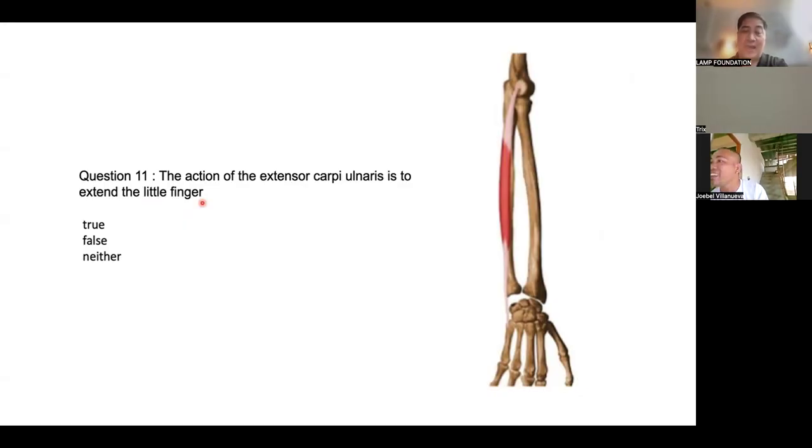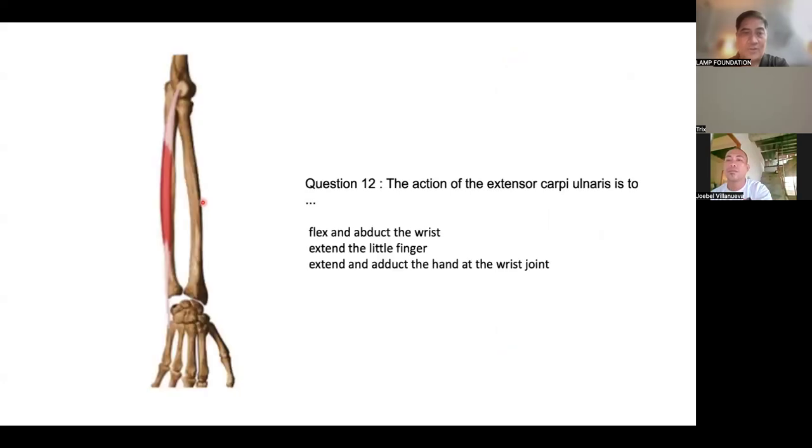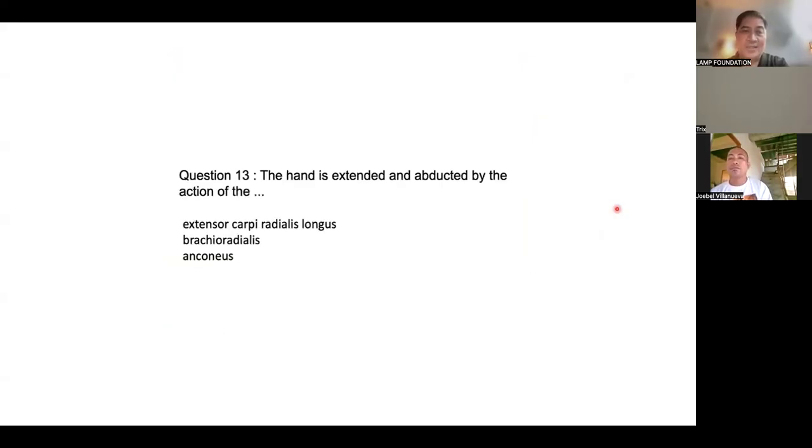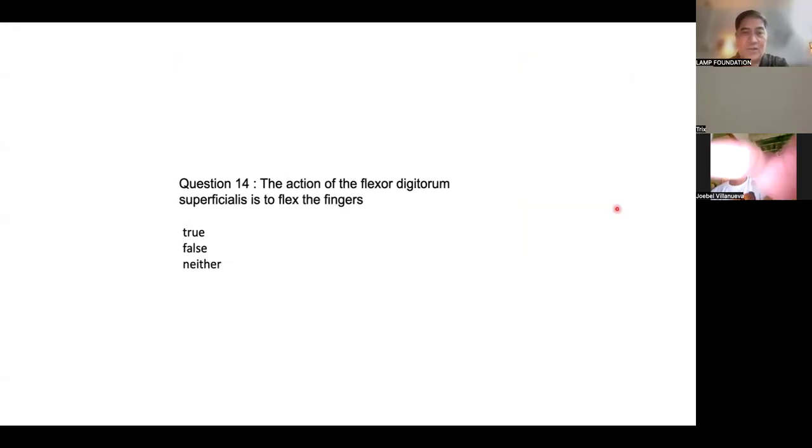So actually, the extensor carpi ulnaris, from the name, will cause extension of the hand, extension and adduction. The action of the extensor carpi ulnaris is to extend and adduct the hand at the wrist joint. The hand is extended and abducted by the action of the extensor carpi radialis longus.